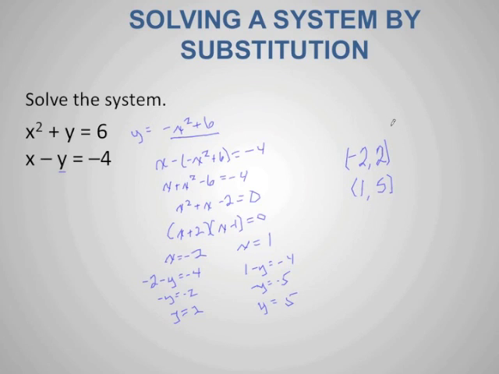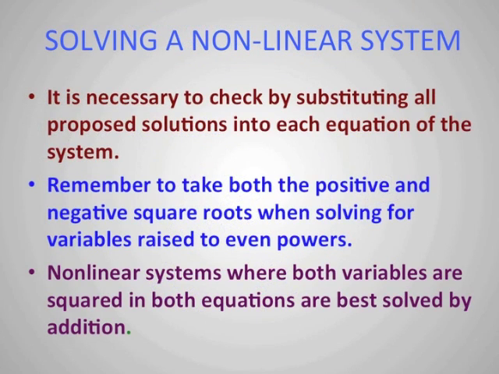So notice I have two sets of answers. Two x values gave me two different y values, and I need to match them up as ordered pairs with my answers. When solving a nonlinear system, it is necessary to check by substituting proposed solutions into each equation. And then remember to take both positive and negative roots when solving ones raised to various powers.